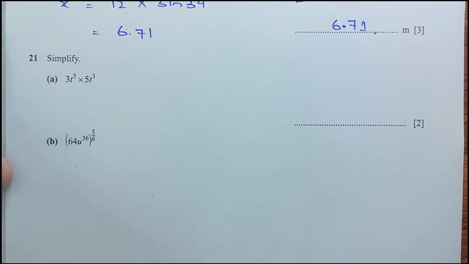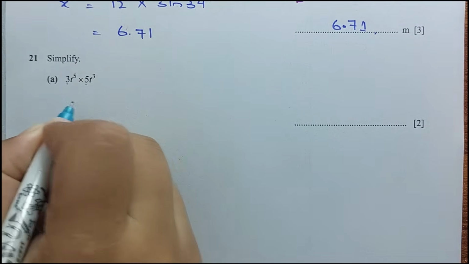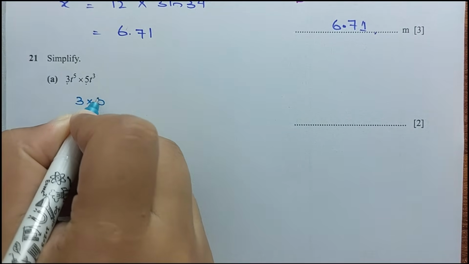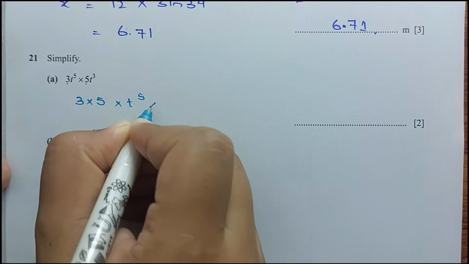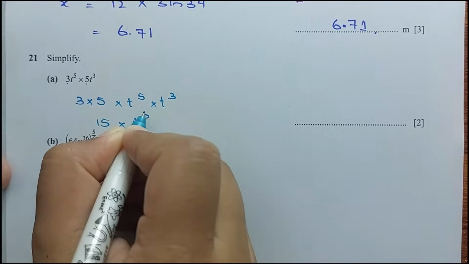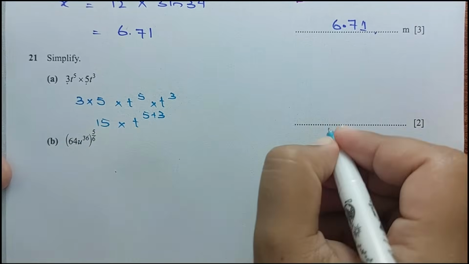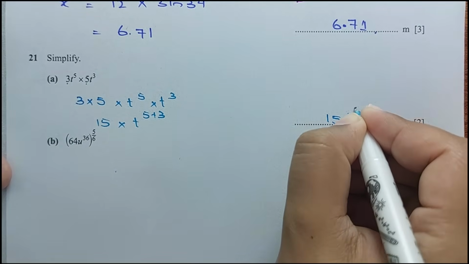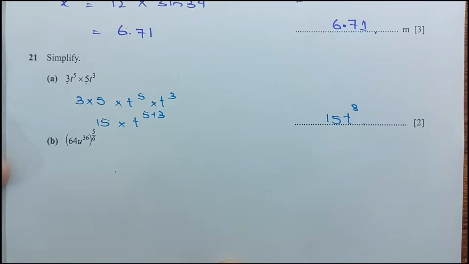Question number 21, we need to simplify. Part A: 3 times 5 is 15, and t to the power 5 and t to the power 3. 3 times 5 is 15 times t to the power 5 plus 3. Bases are the same, so we can add the powers. So 15t to the power 8 is the simplified answer, right?